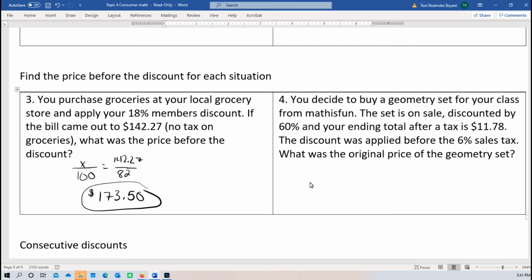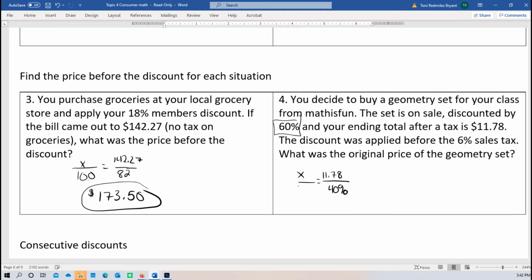All right, so let's go ahead and take a look at our next one. Our next one says, you decide to buy a geometry set for your class from Math is Fun. The set is on sale, discounted by 60%, and your ending total after tax is $11.78. The discount was applied before the 6% sales tax. What was the original price of the geometry set? So we know what it is afterwards. It's $11.78, and that was on a 60% discount. It was discounted by 60%, which means I only owe 40%.